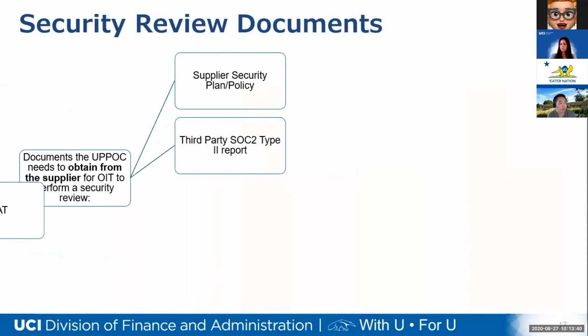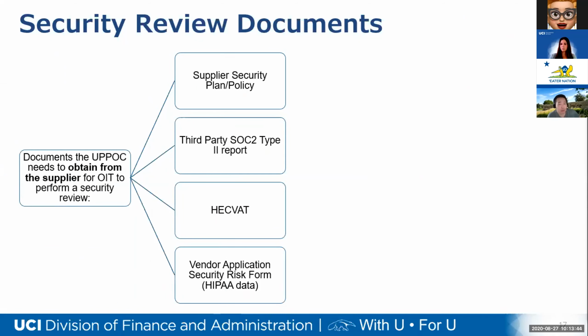So before engaging OIT and the procurement team in this process, the UPPOC needs to obtain the following from the supplier to assist OIT in their security review. And this includes, number 1, the supplier security plan or policy. If you're dealing with a small business, typically the odds are they will not have one. However, one can be created by them by following the sample list of requirements found on Article 4 of Appendix Data Security.